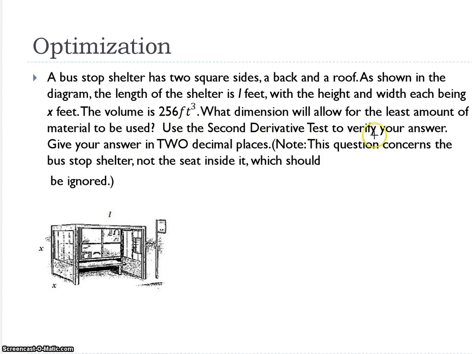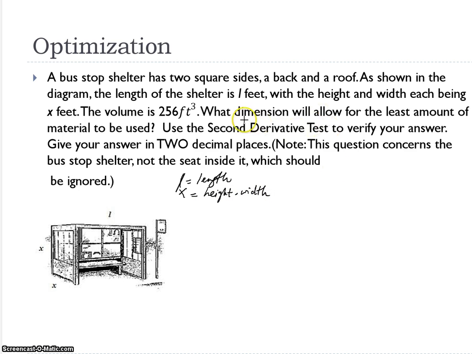We will use the second derivative test to verify the answer and give the answer in 2 decimal places. So this question concerns the bus stop shelter, not the seat inside. We will ignore whatever seat is inside. So let's define L, x, S, and V first. L is the length, x is the height, and also the width of the shelter.